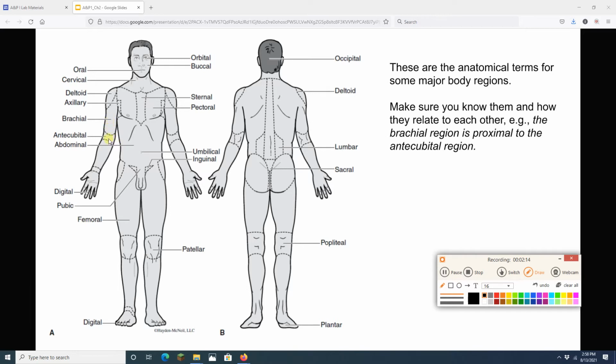Then the front of the elbow is the antecubital region. And we're going to kind of skip the forearm and the wrist and jump down to the fingers. Fingers, of course, are digital.